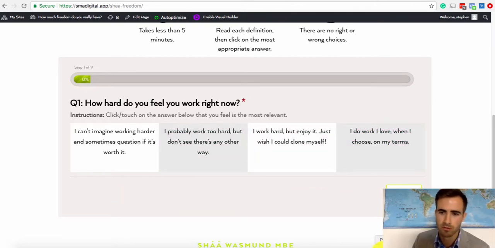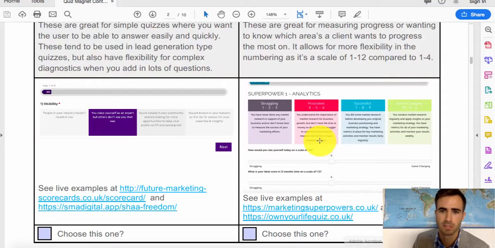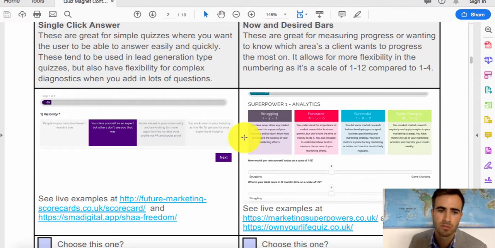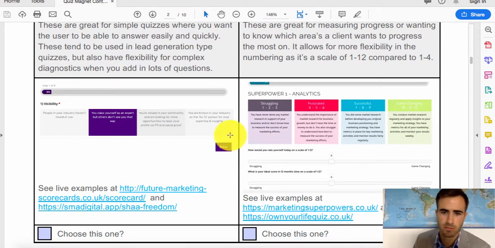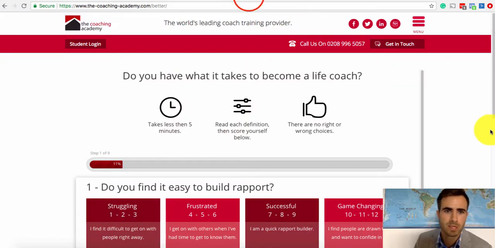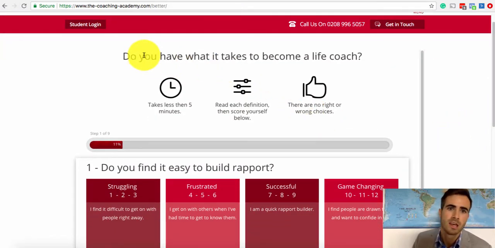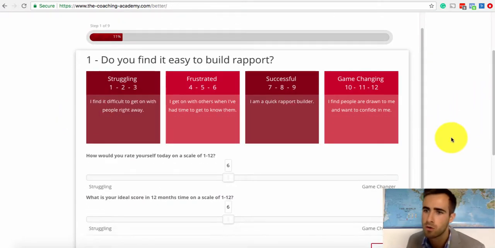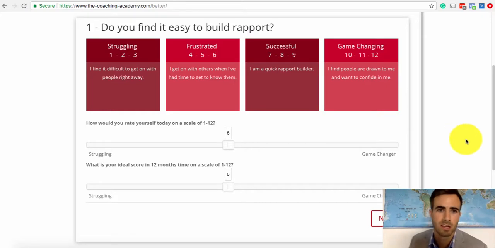The other type of quiz that we have, and I'll just go back here. So the other type is the now and desired bars. Like I said, it's more sort of diagnostic, and it can give you some better answers. So let's have a quick look at a couple. One here is from the Coaching Academy. Do you have what it takes to become a life coach? So you get to go through and figure out how willing or how able you are to become a life coach.